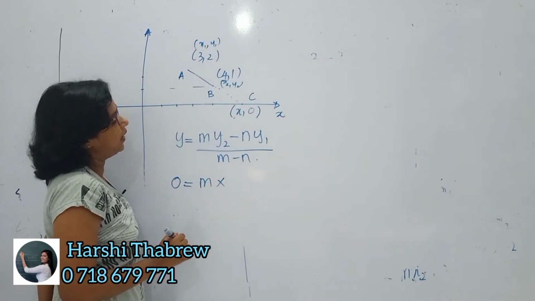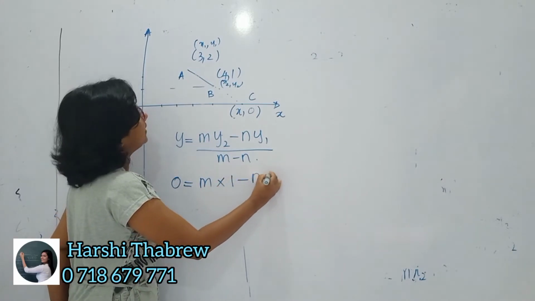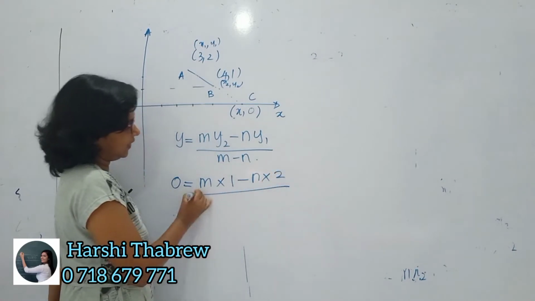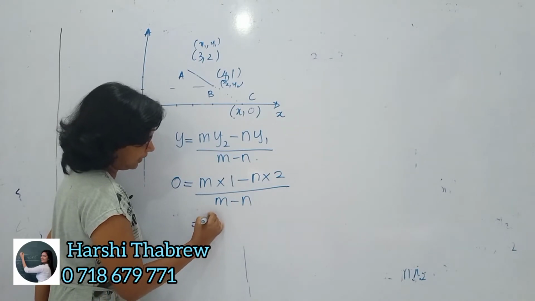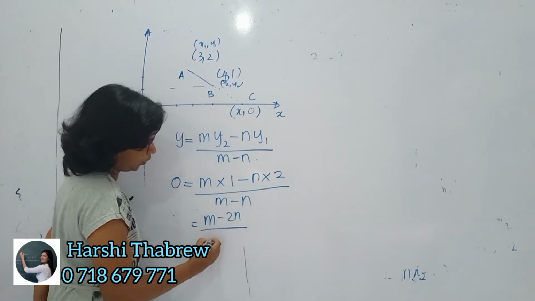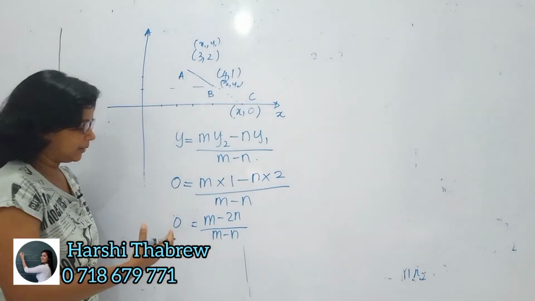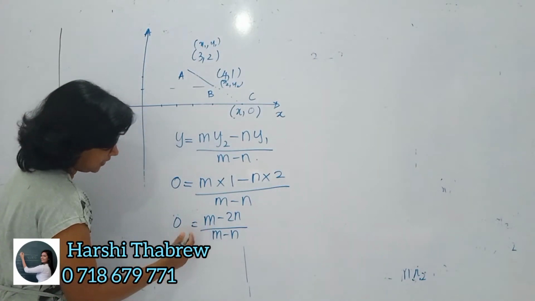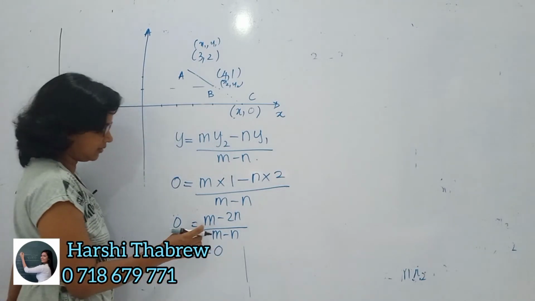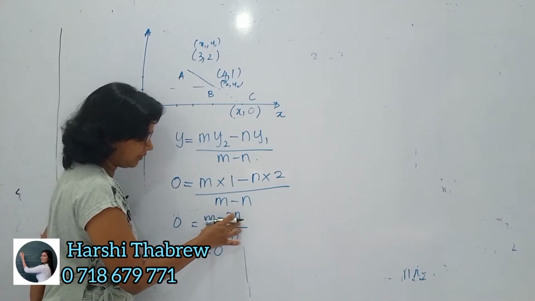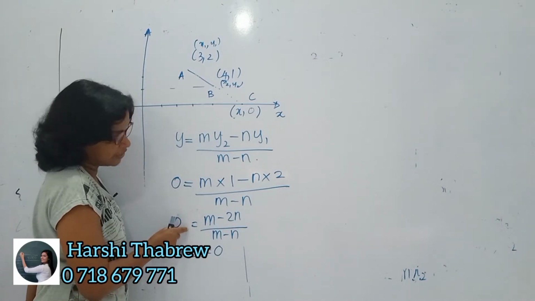Then y2 is 1, minus n into y1 is 2, then m minus n. Then you have (m minus 2n) over (m minus n) equals 0. Therefore, when we cross multiply, this product is m minus 2n equals 0. Otherwise, m minus 2n should be equal to 0 for this value to be 0.